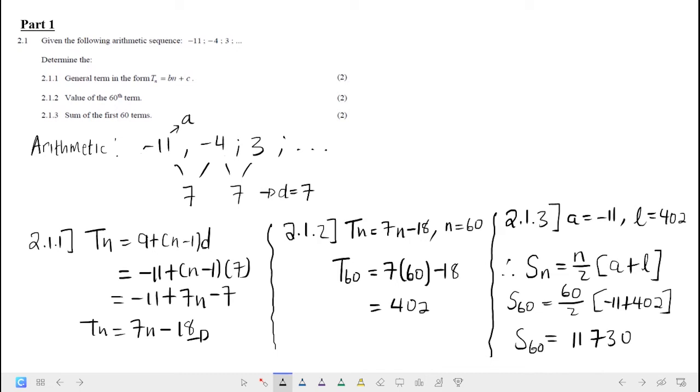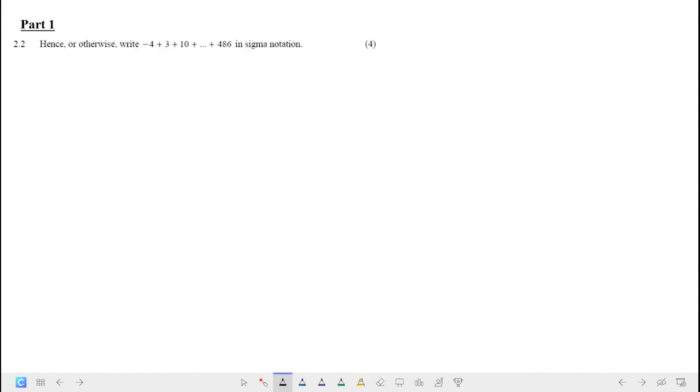Now let's go ahead and jump into the second one. 2.2 says hence or otherwise write -4 plus 3 plus 10 plus ... plus 486 in sigma notation. So what does this mean? It means we need to represent this series in sigma notation.